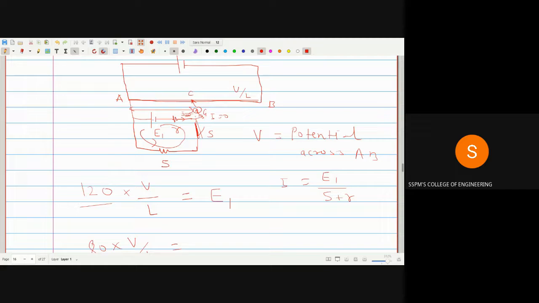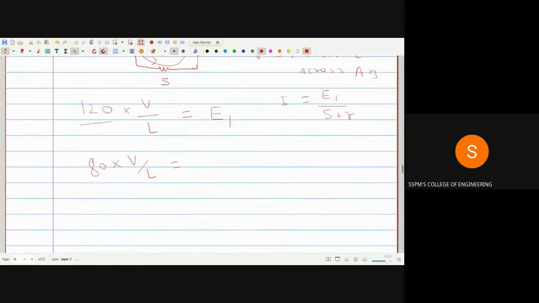What will be the potential across this? E1 minus the potential drop across small r, isn't it? So that is the potential across AC. So this will be E1 minus the potential drop across R. So AC into V by L is equal to E1, where I is given, I is E1 divided by 5 plus R multiplied by R. Isn't it? So equation 1 and 2 are obtained.